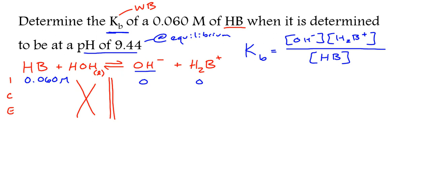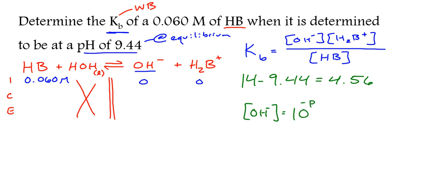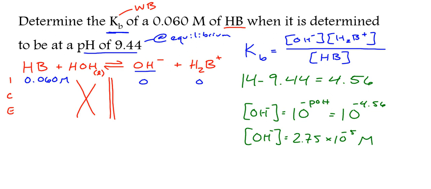So what can this give me? pH can give me H plus, but pH can also give me pOH right away. So that's what I'm going to do first. I'm going to take my 14 and I'm going to subtract 9.44 to get my pOH. And it results in 4.56. So what is that? Well, if that's my pOH, I can now determine my OH concentration from this relationship. So my OH concentration is 2.75 times 10 to the negative fifth.